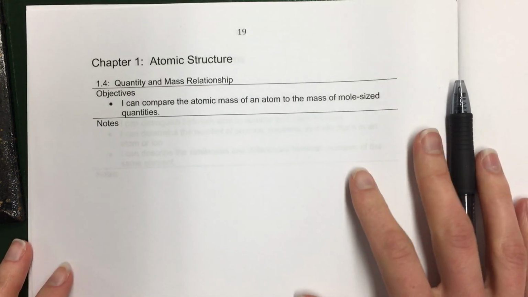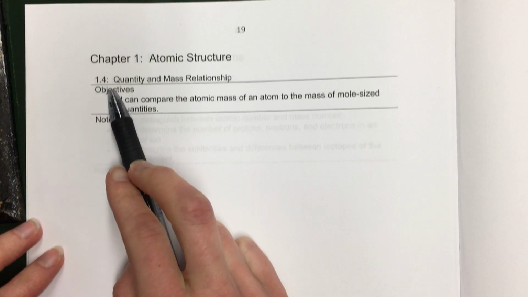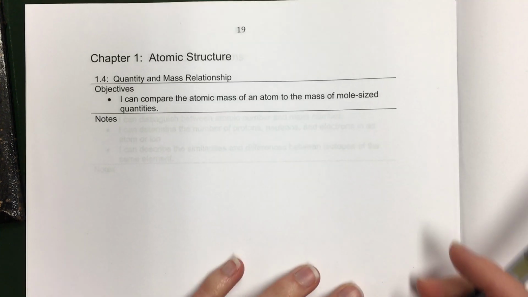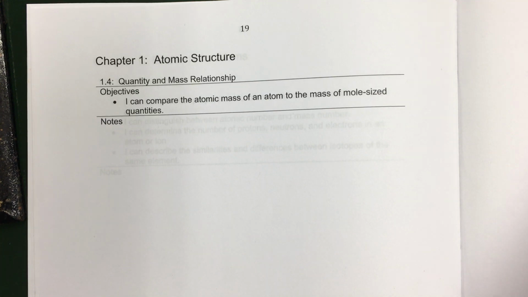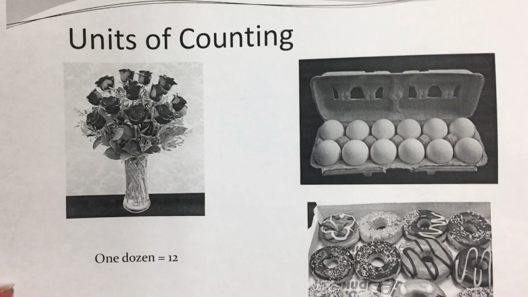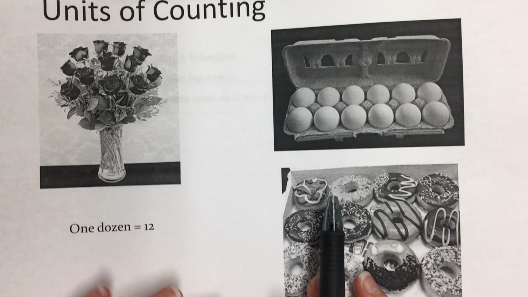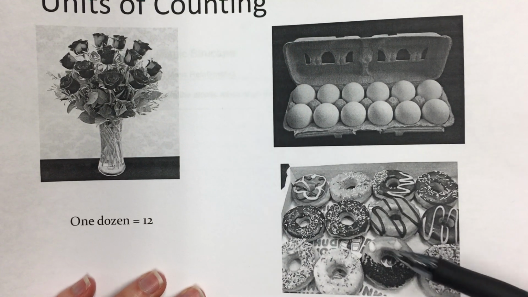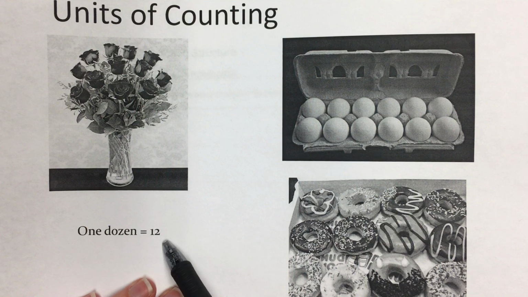Everyone. So we are skipping ahead today back to chapter 1 to section 1.4, which is basically about how we count atoms. So before we talk about atoms, we're going to talk about some more familiar objects. There is a unit of counting that we use to count things like roses and eggs and donuts, and that's a dozen. And everyone knows that 1 dozen is 12, right?